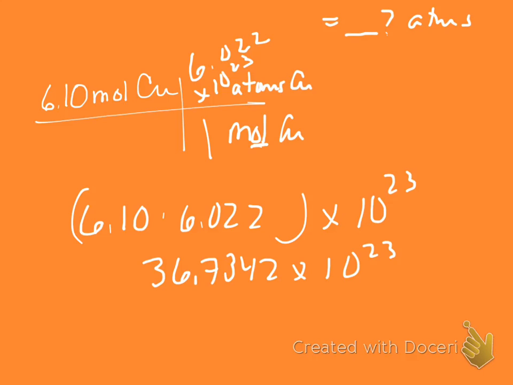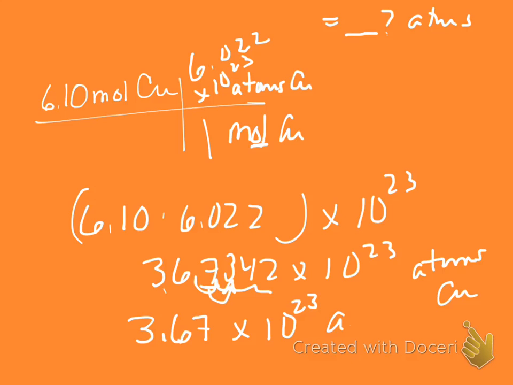Okay, we've got a raw answer, and this is, of course, atoms of copper. What do we have to do? Scientific notation. Yeah. Fix the scientific notation and put it in correct sig figs. So that would be to the 24th. 3.6. How many sig figs can we have here? 3. So we're going to keep this 7 and round it based on the 3. So 3.67 times 10 to the 23rd atoms of copper.